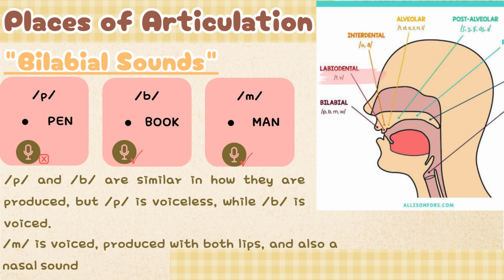Lastly, we have the sound m, as in the word man. This is also a voiced sound, but it's a nasal sound, which means the air passes through the nose along with the mouth. While both sounds p and b are produced by bringing the lips together, the difference is that the sound p is voiceless, while the sound b is voiced. Likewise, the sound m is voiced, but it's produced by allowing the air to pass through the nose.